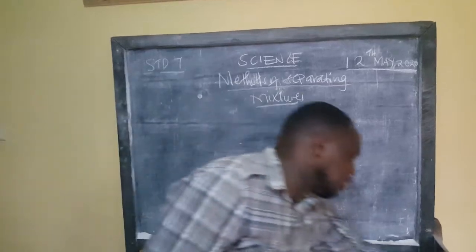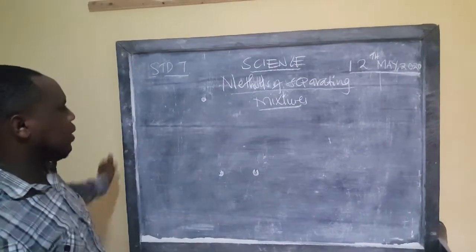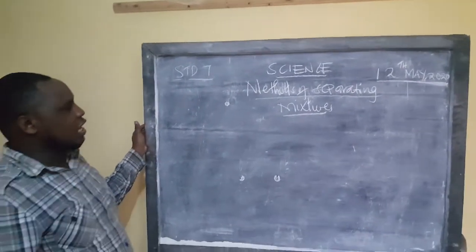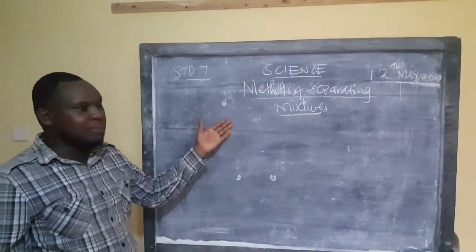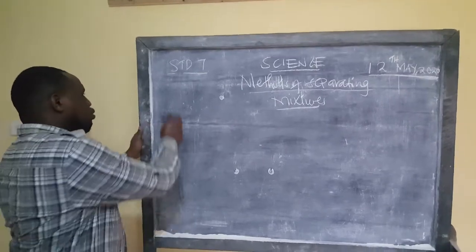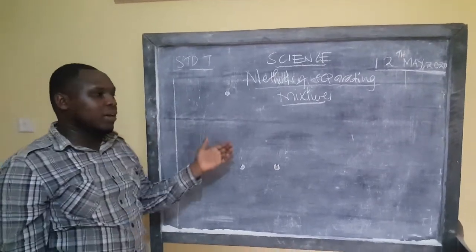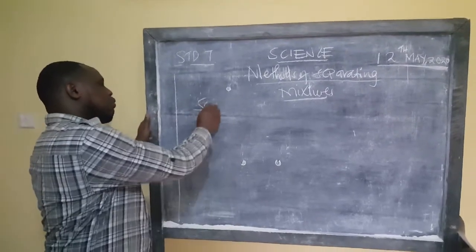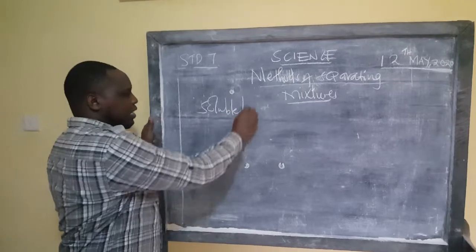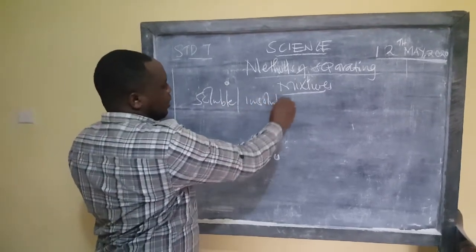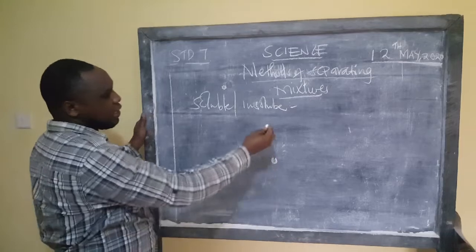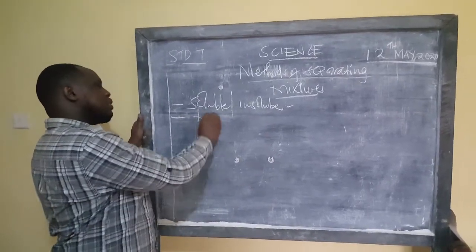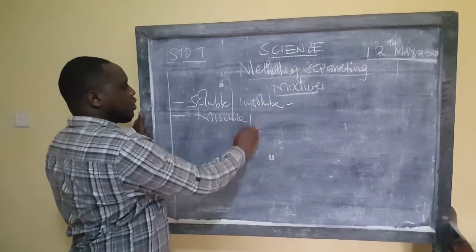That's where we left yesterday, and today I want us to carry out a few experiments as we continue to look at the methods of separating mixtures. We can separate mixtures depending on the substances that are mixed. Some substances are soluble and others are insoluble. This has to do with a liquid and a solid. But when it comes to liquids, we say they are miscible or immiscible.